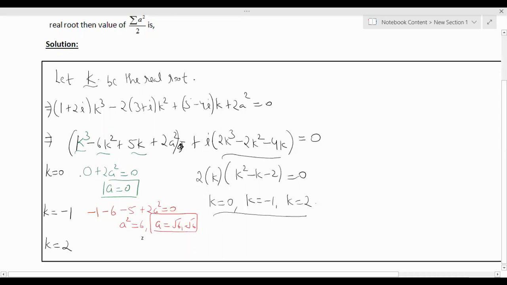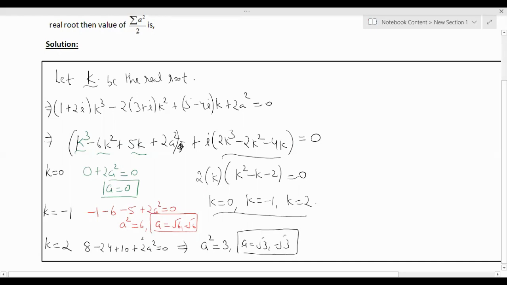Last time, let's try to get what we have. When you put k equals to 2, you will have 8 minus 24 plus 10, again plus 2a square equals to 0. So when we simplify, again you will have a square equal to, simplify 8 plus 10, 18 minus 6, so you will have a square equals to 3. So now a further 2 values you are getting, root 3 and minus root 3.